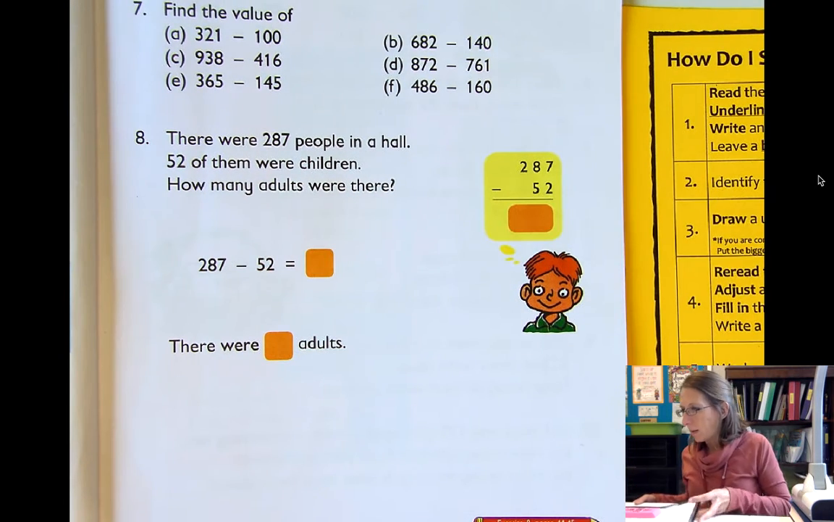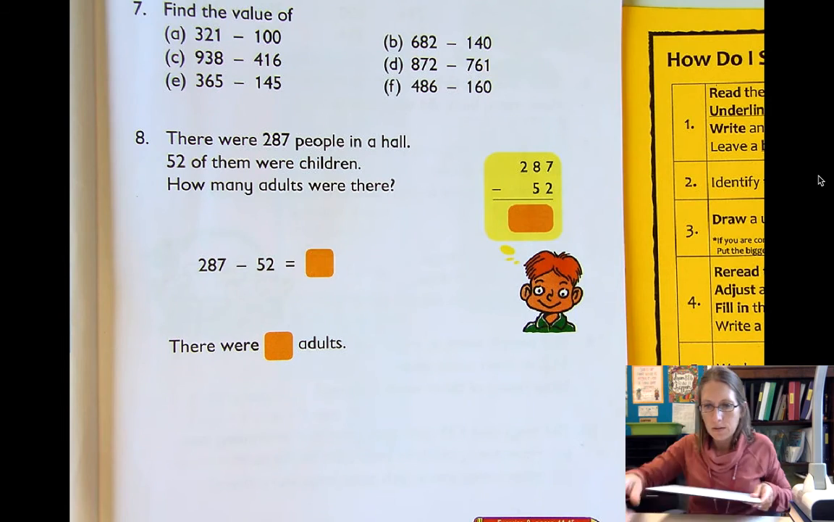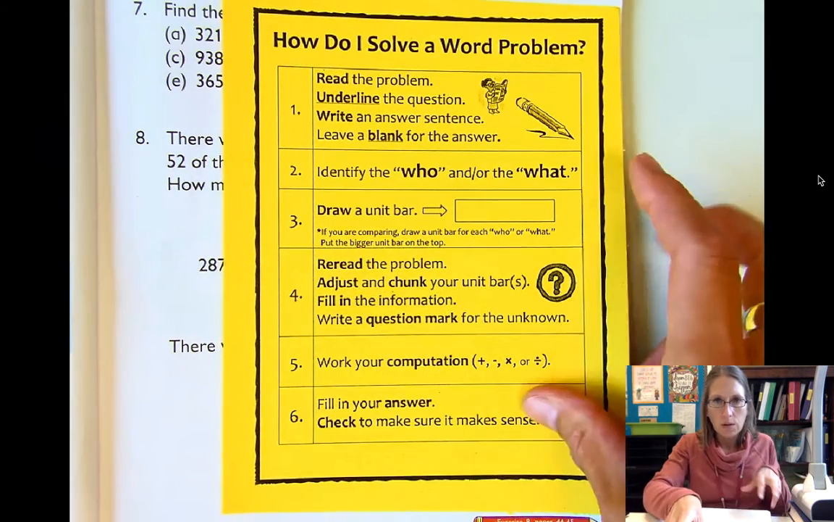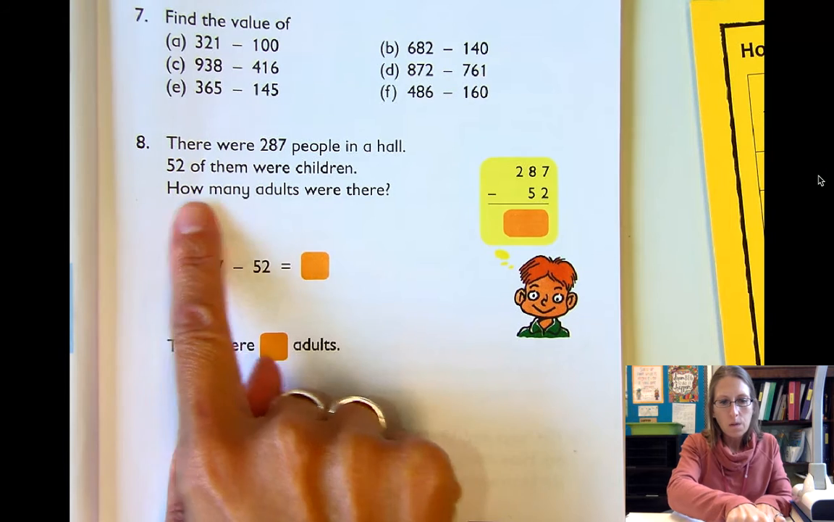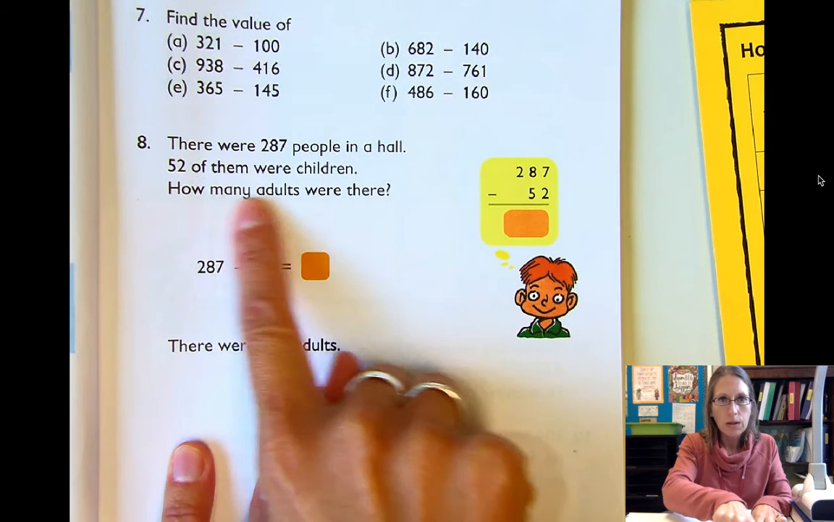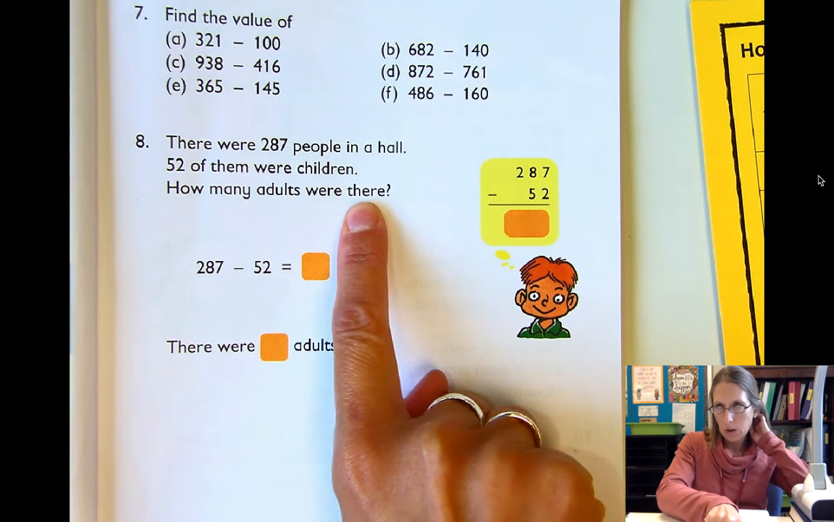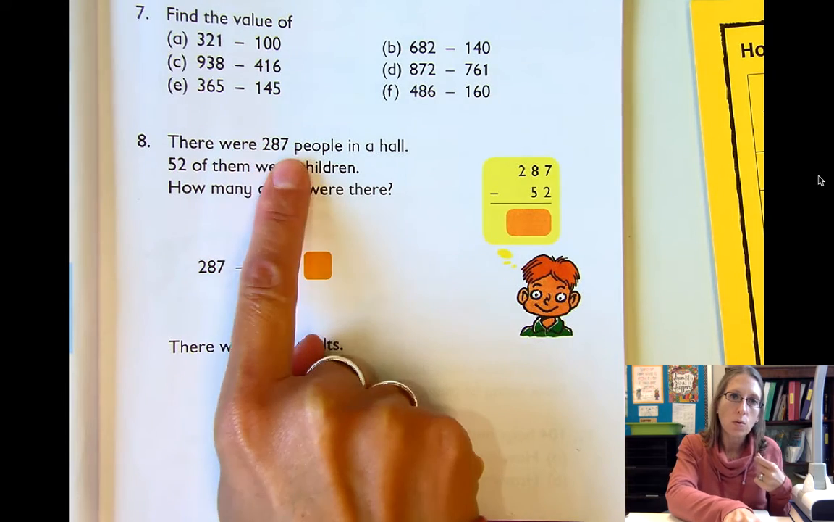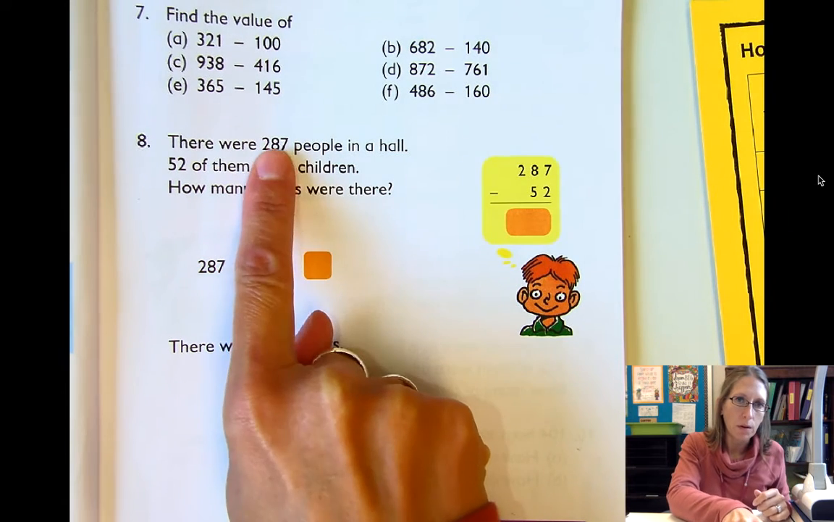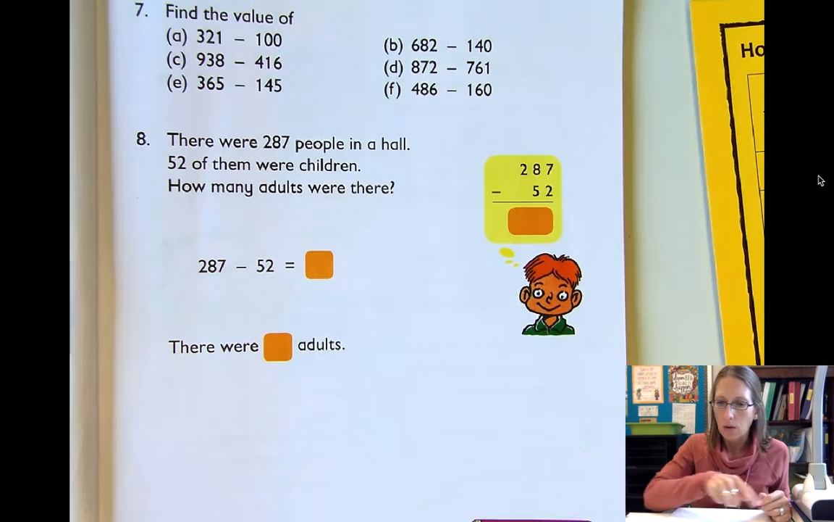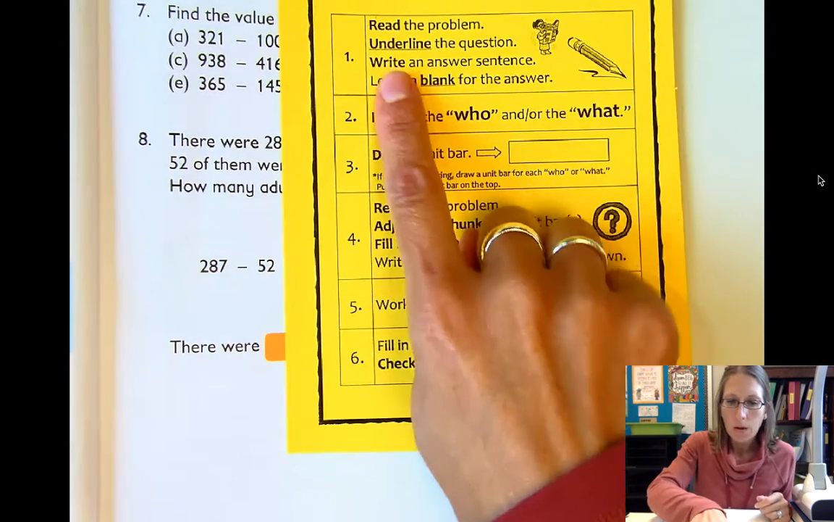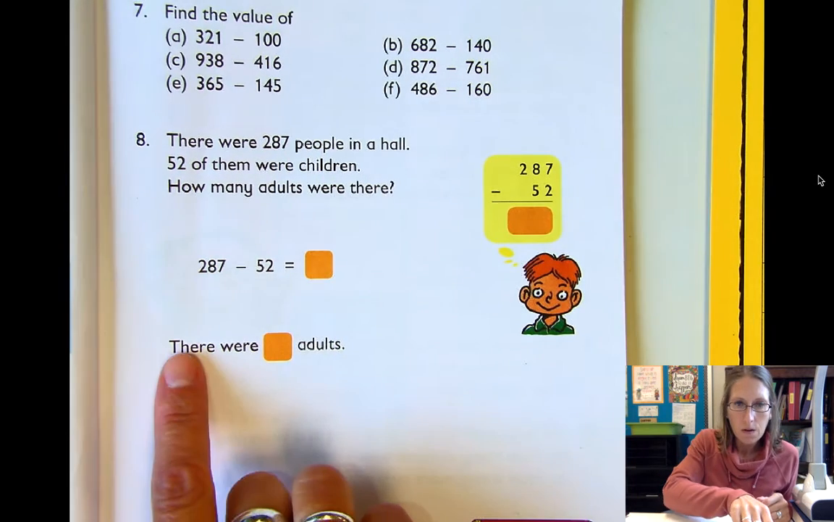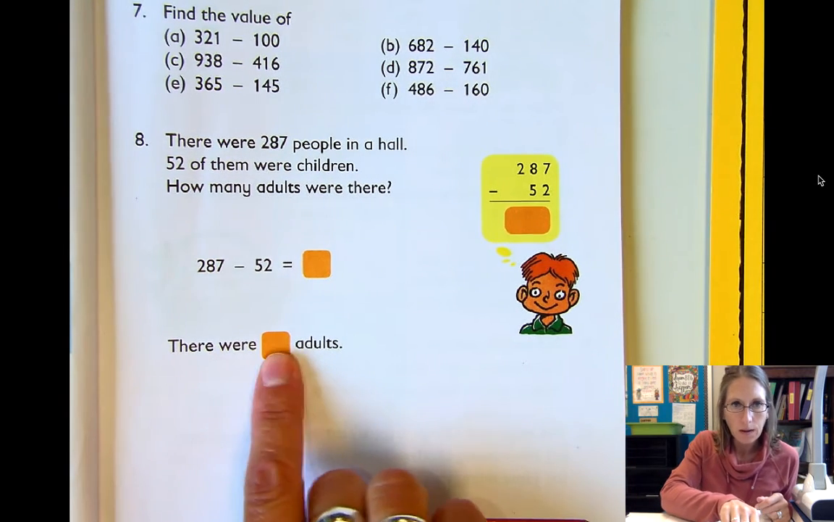So let's go ahead and take a look. We read the problem. Oh, we need to underline the question. Right there. How many adults were there? Okay, so we're trying to find how many adults there were. I know how many kids there were, and I know the total number of people, the whole number, but I don't yet know how many adults, okay? Then we're going to write an answer sentence, leave a blank for the answer. Oh, thank you, workbook. There were blank adults.